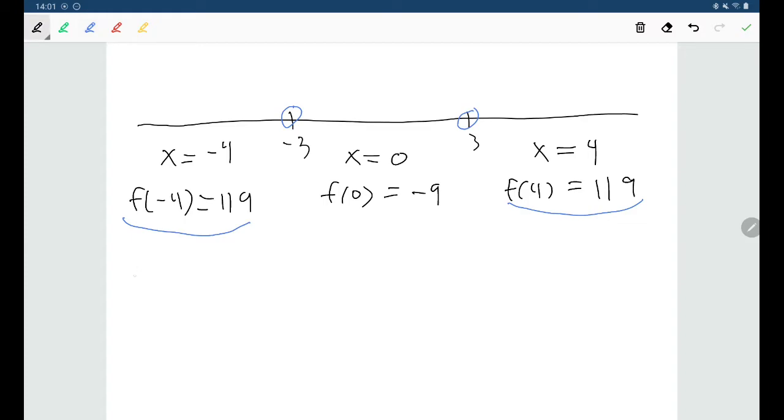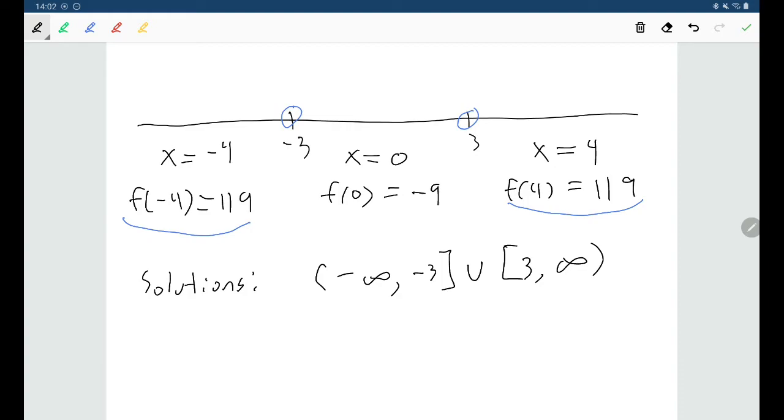So for my solutions, everything up to and including the -3, together with everything from 3 onwards, including the 3. So for this one, my solutions would be everything up to and including -3, and then everything from 3 onwards.